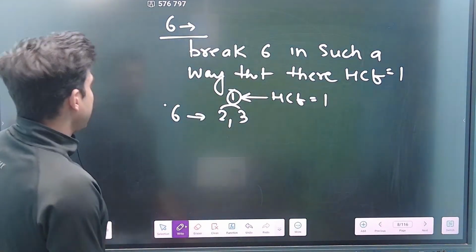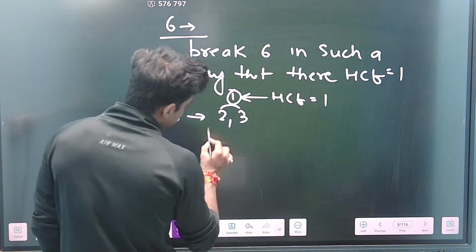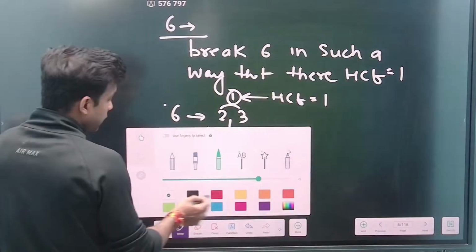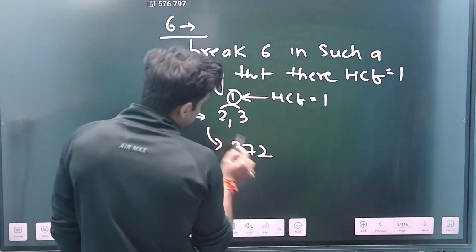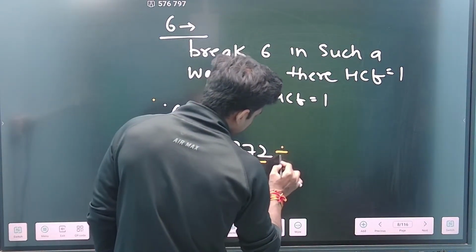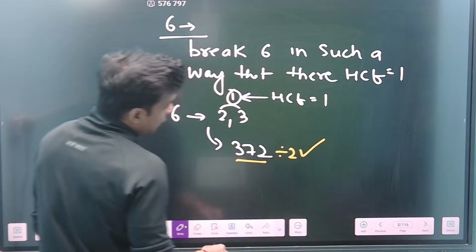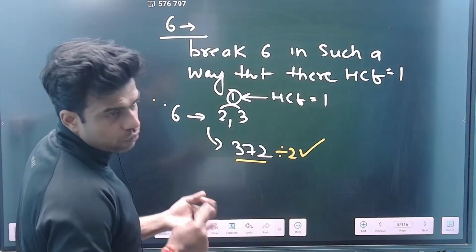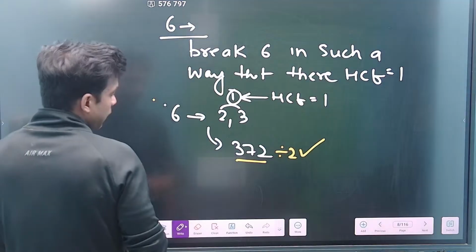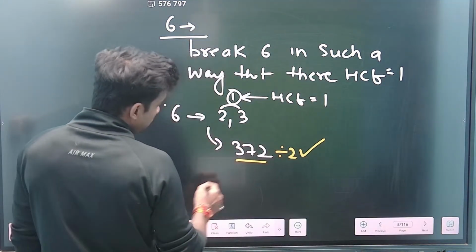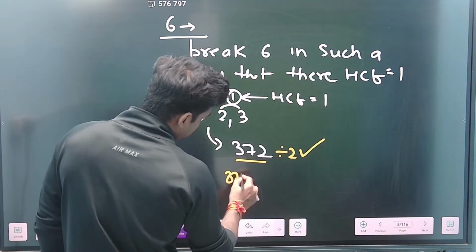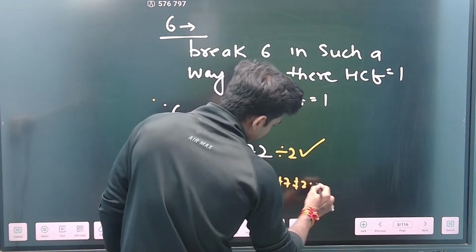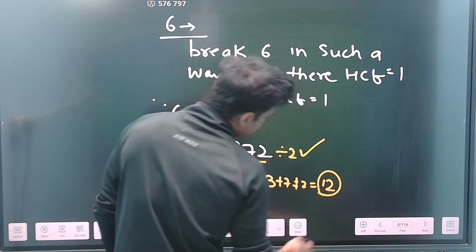If I take an example like 372, take an example, guys, and try to learn this. Can you say that 372 is divisible by 2? You would say yes, because the unit place contains 2, 4, 6, 8. Then sum it up: 3 plus 7 is 10, plus 2 is 12, and 12 is also divisible by 3.